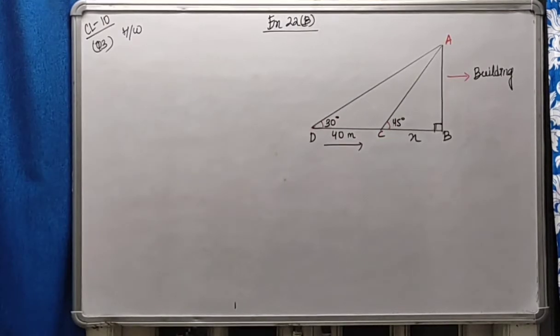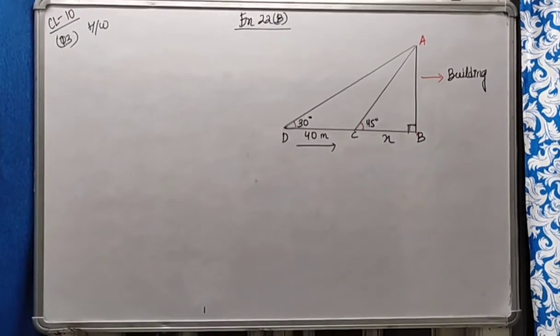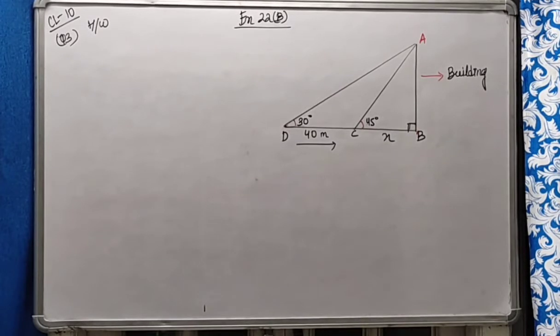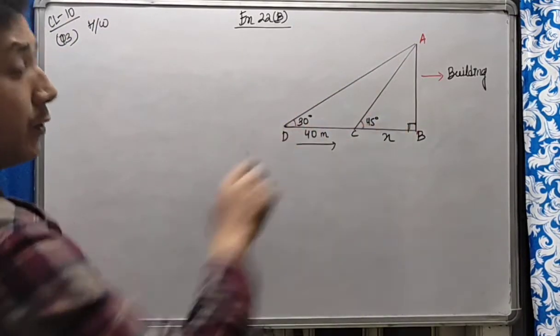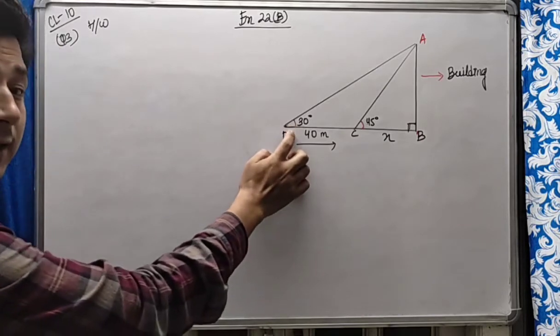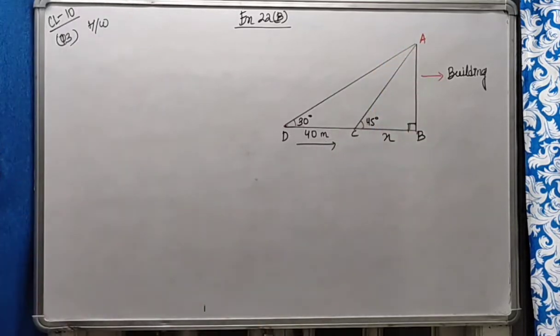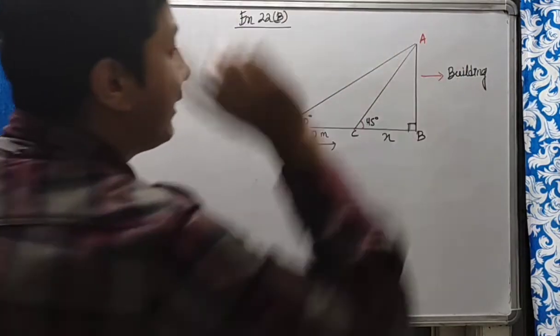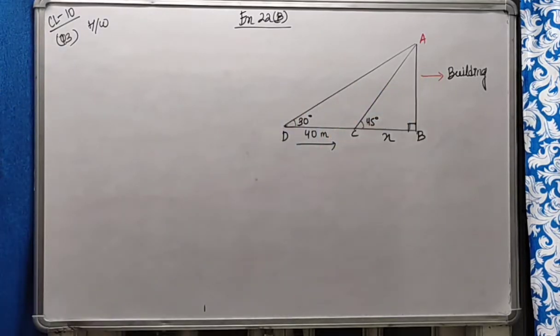Alright, boys, question number 3 is very similar to question number 2. So what you'll do is make the figure, and this time the guy is coming this side towards the building. Okay, the angle of elevation was 30, and when he reached point C, the angle of elevation is 45. And here also we need to find the height of the building. In the same way, assume this as x and you'll get the answer. Okay, so this one will be your homework.